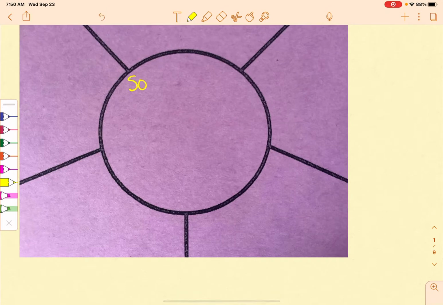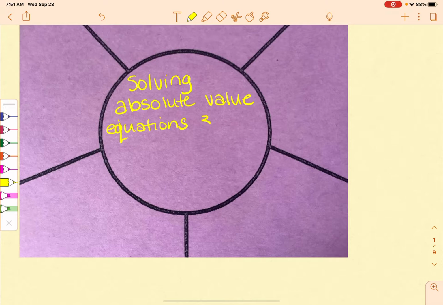So we're going to do solving absolute value equations and inequalities. This is the first time we're going to do it where we have both of them together. We'll do a couple of the equations, and then we'll do one of the inequalities with the graphing on the front of this to kind of pull everything together. So let's go to our first box.